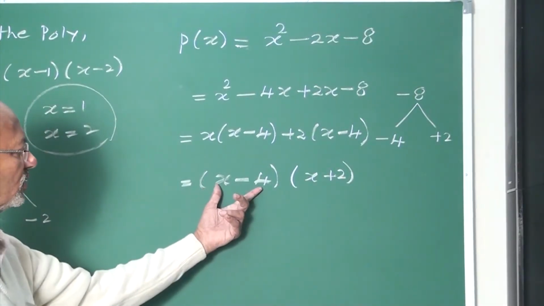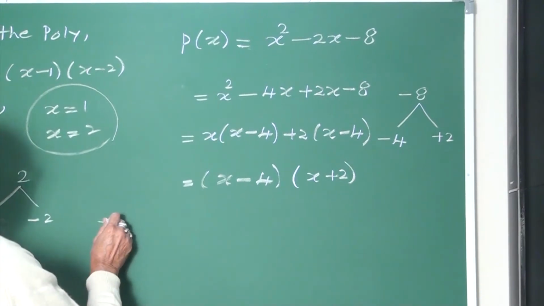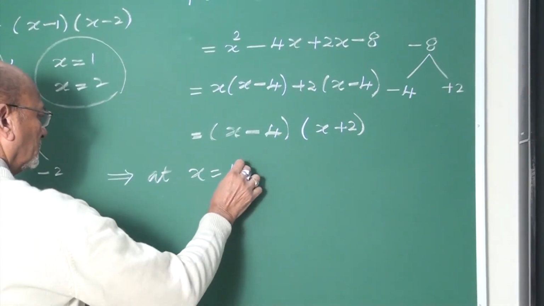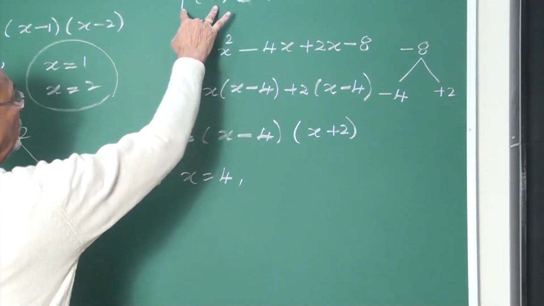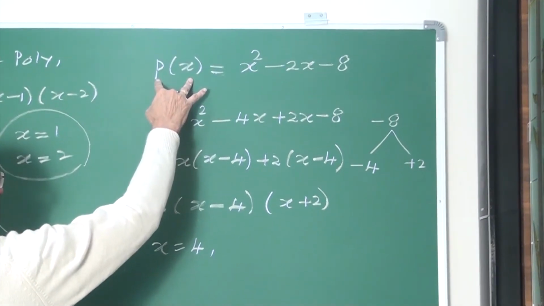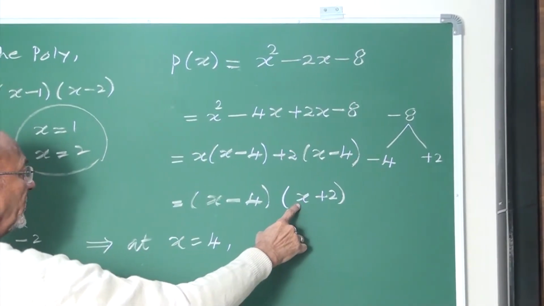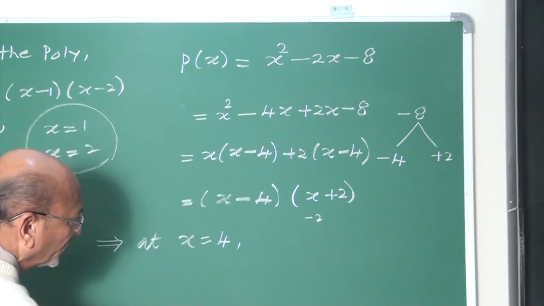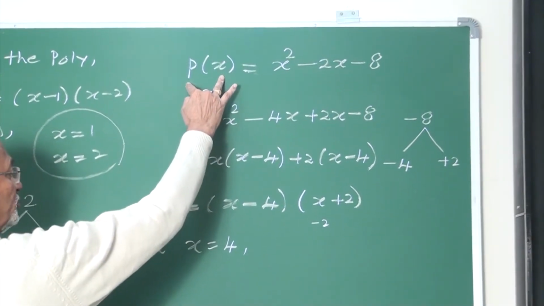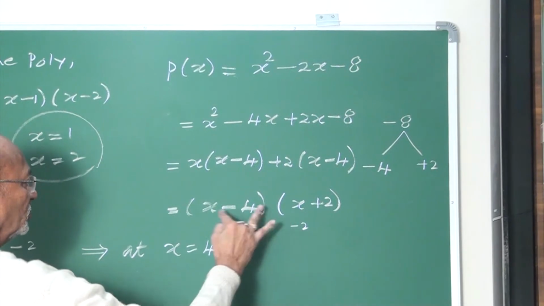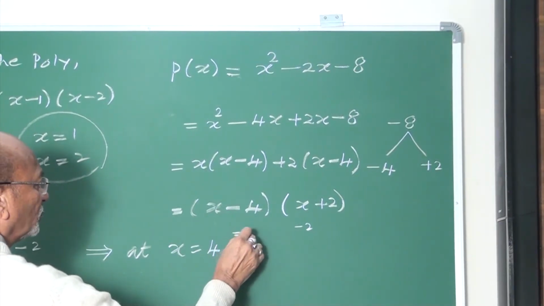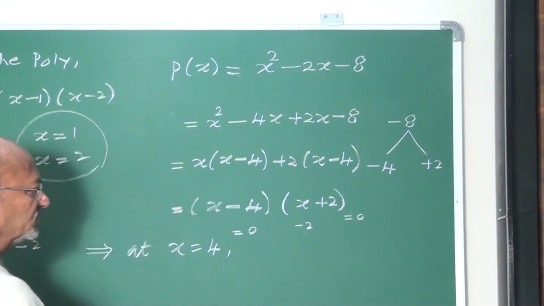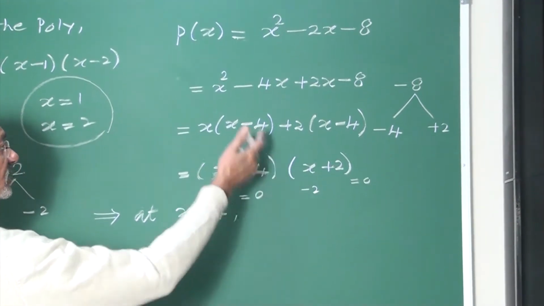At x equal to 4, p(4) becomes 0. At x equal to minus 2, by putting x equal to minus 2, it becomes 0. Here itself you can conclude, otherwise p(x) equal to 0 gives these two factors equal to 0. Then each factor is 0. When this is 0, what is the value of x? 4. When this is 0, what is the value of x? Minus 2. Then 4 and minus 2 are the zeros.